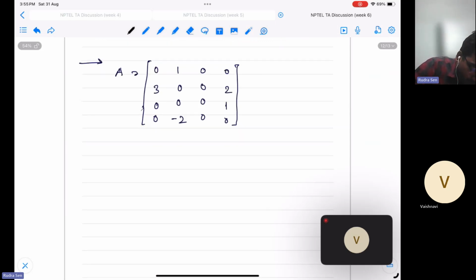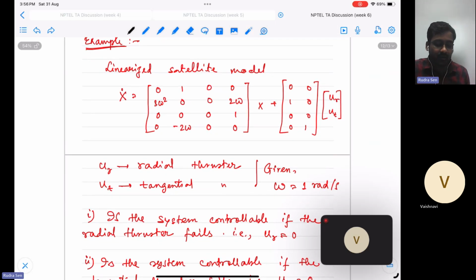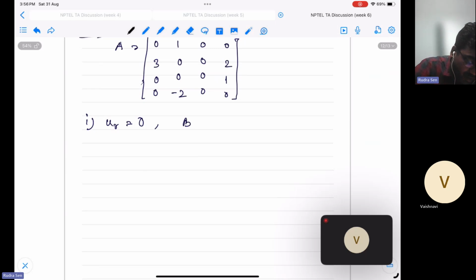So first I'm going to consider u_r equals 0. That means the system has no radial thruster. So if u_r equals 0, you can see that this is a multi-input system. There is not one input, there are two inputs. So I'm asking whether, if one input fails and the system works with the other input, the system will be controllable or not. First is u_r equals 0. So what would be B? B is only the second column, right? Because the first column corresponds to u_r and the second column corresponds to u_t.